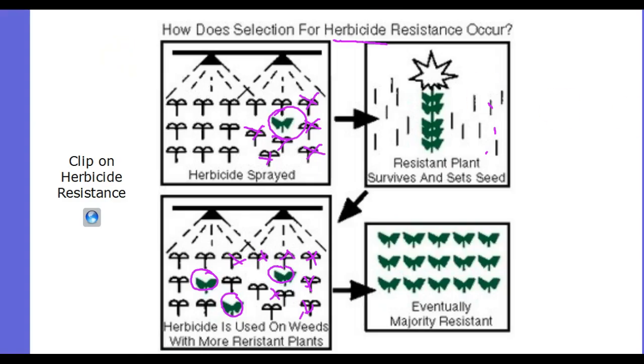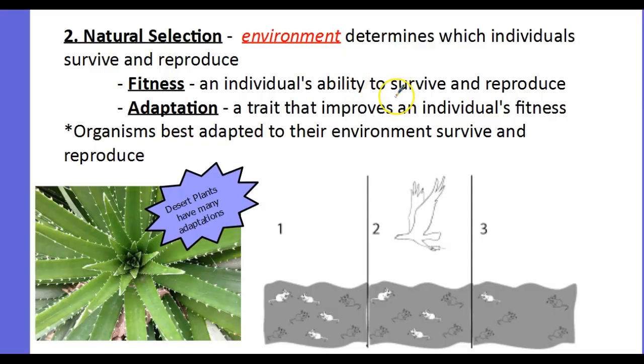So as we move on here, we have natural selection. Again, this should be reviewed from bio. So natural selection is where the environment determines which individuals survive and reproduce. Okay, the reason I wrote environment is because those that are best adapted to their environment end up surviving and reproducing. So fitness is an individual's ability to survive and reproduce.